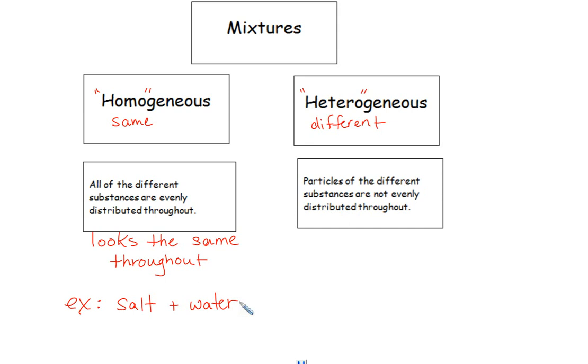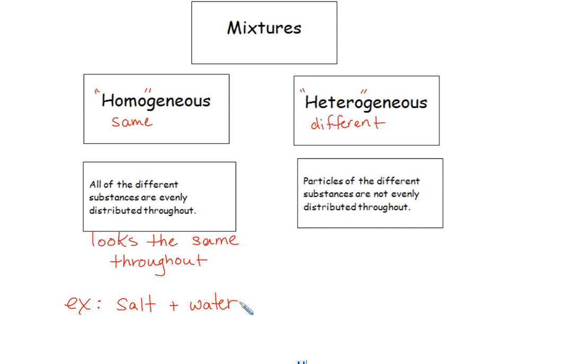If you go boil some salt water from the ocean, you're going to get this crusty solid left over. It's a physical combination, but it looks the same throughout. The salt and the water are very evenly distributed. You don't see chunks of salt and, oh, here's a pocket of water. I mean, it's very evenly mixed.